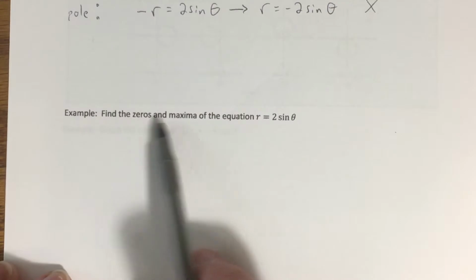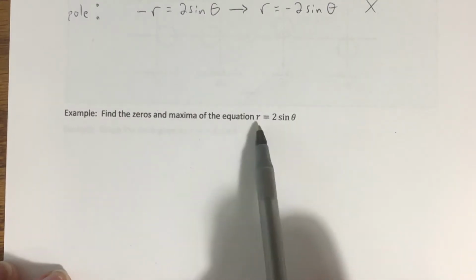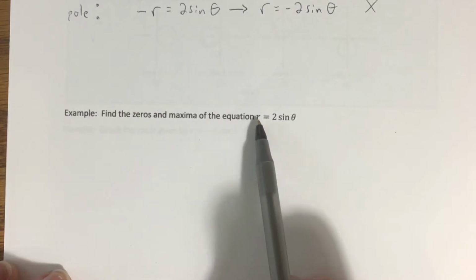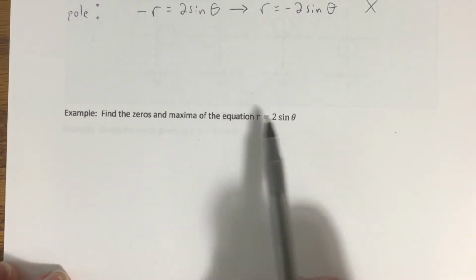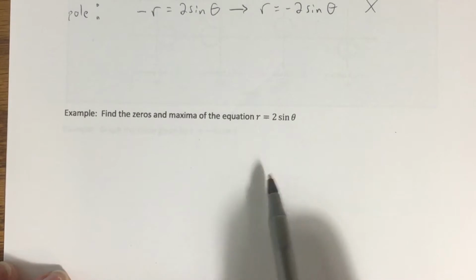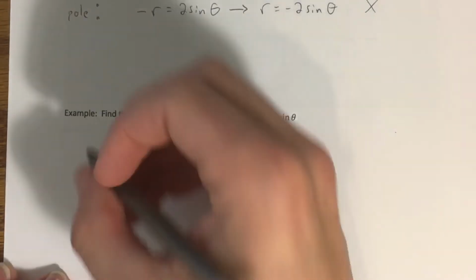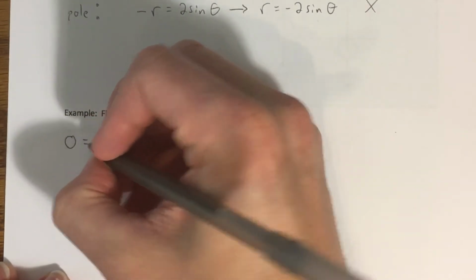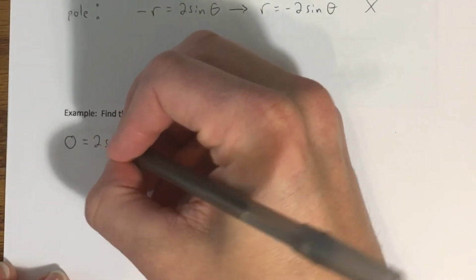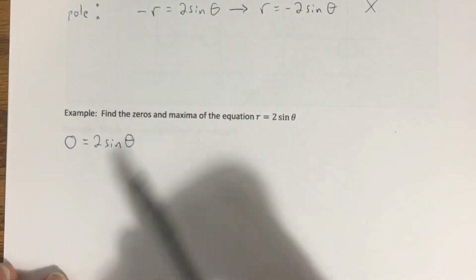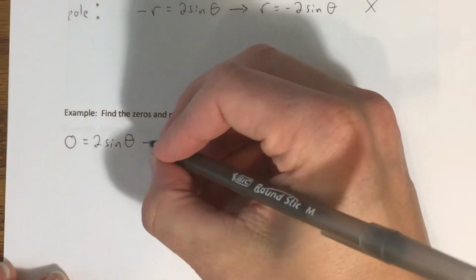When we say find the zeros of an equation, we specifically mean what are the values of theta that produce a zero for r, if any exist. And in some cases, you don't get that at all. So what we do is we set r equal to 0. 0 equals 2 sine of theta. And we basically just solve this equation.